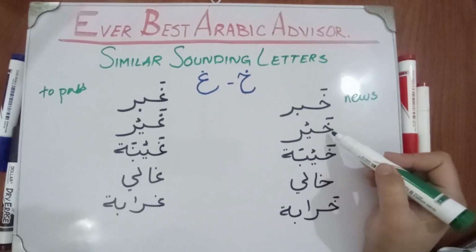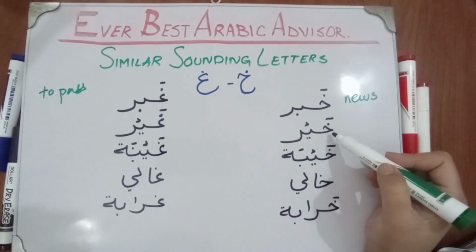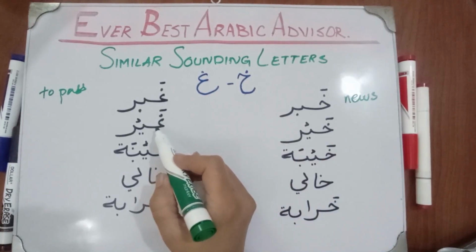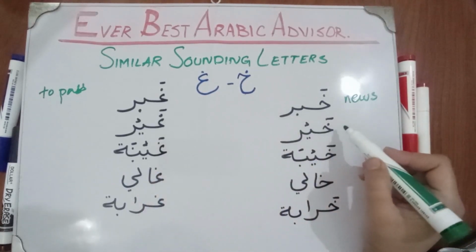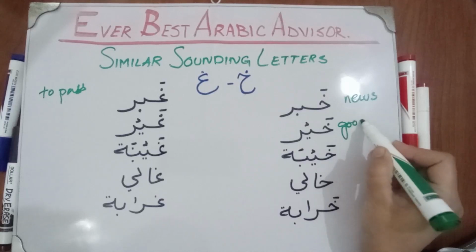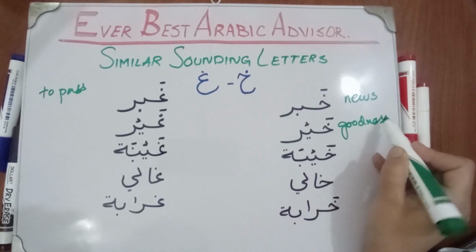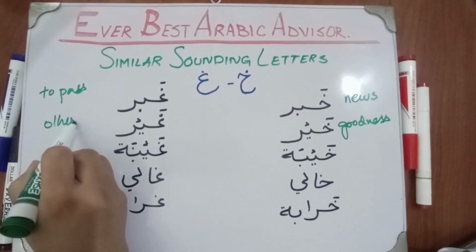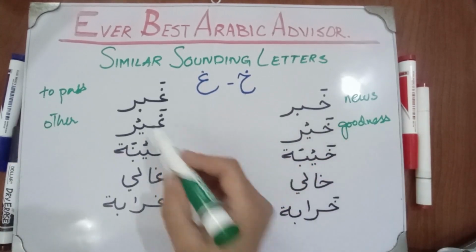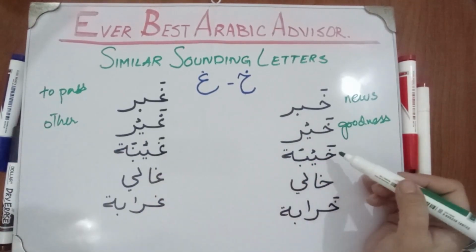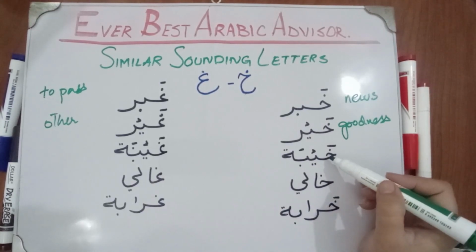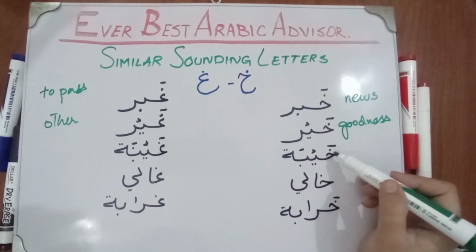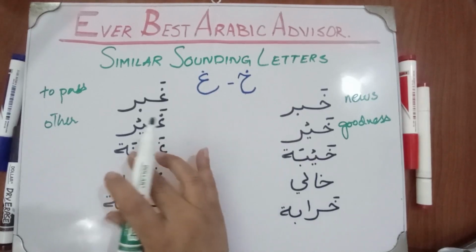The second word is khair. Do practice with me if you really want to learn. Khair, khair. Khair is goodness and ghair is other. The next word is khaybah, and it's ghaibah.